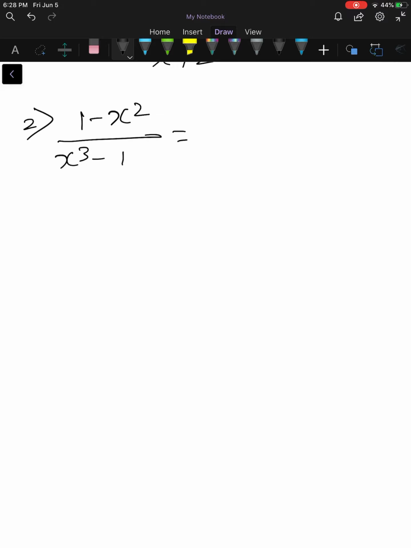Now let us consider the second example. 1 minus x squared divided by x cubed minus 1.